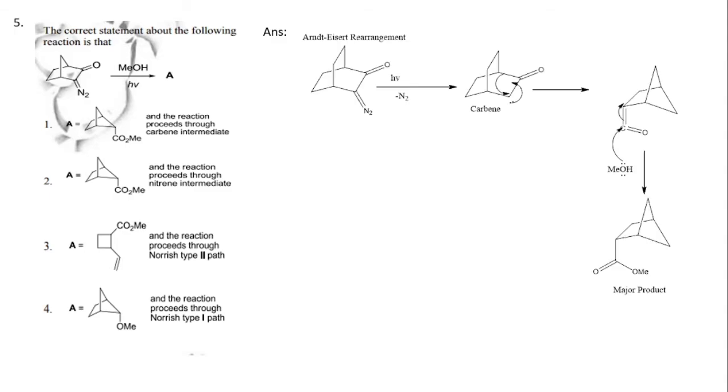The correct statement about the following reaction: they are giving this substrate and this reaction condition, the photochemical condition. See here, the first step is the removal of this nitrogen. Due to the removal of this nitrogen, a carbene intermediate will be formed. This carbene intermediate will be rearranged to form this type of ketene. This is a ketene.